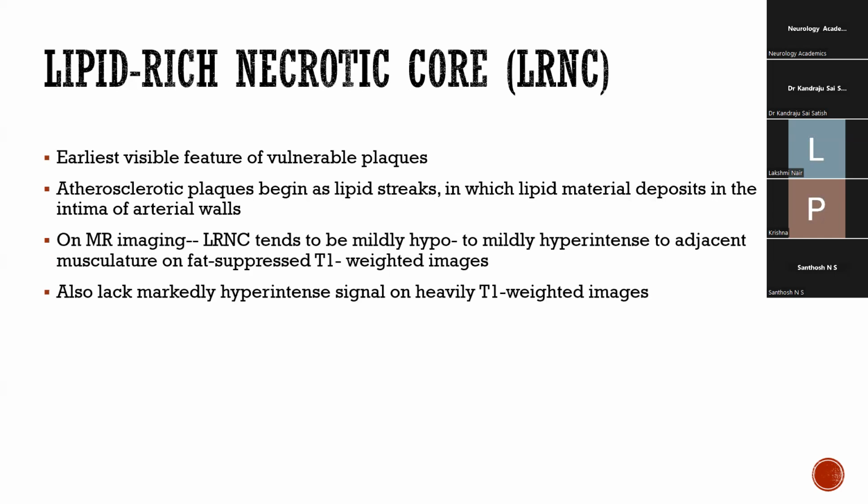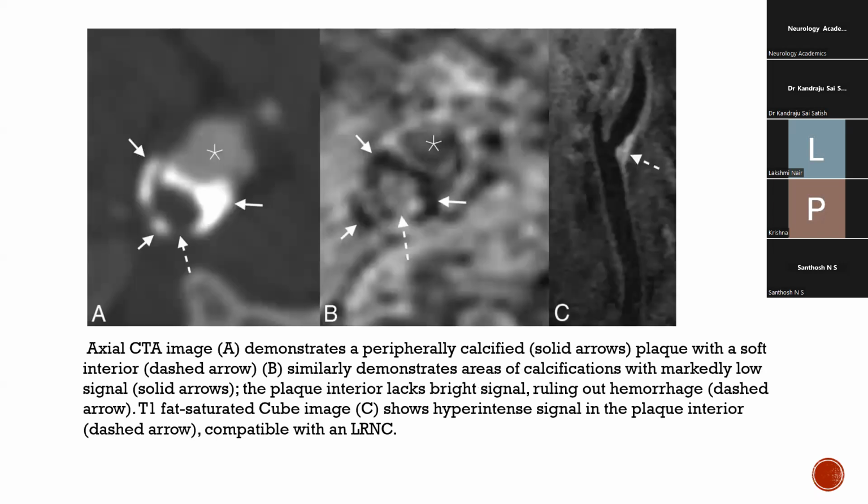First we will see the lipid-rich necrotic core. It is the earliest visible feature of vulnerable plaque. Atherosclerotic plaques begin as lipid streaks, where lipid material deposits in the intima of the arterial wall. On MR imaging, this lipid-rich necrotic core tends to be mildly hypo to mildly hyperintense to adjacent musculature on the fat suppressed T1 weighted image. They also lack markedly hyperintense signal on heavily weighted T1 weighted images.